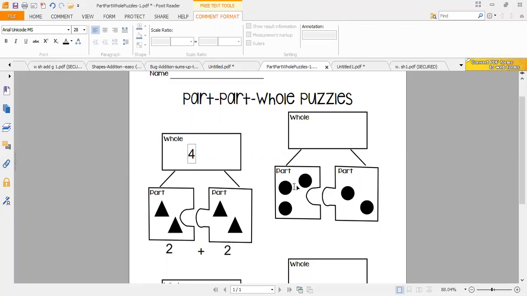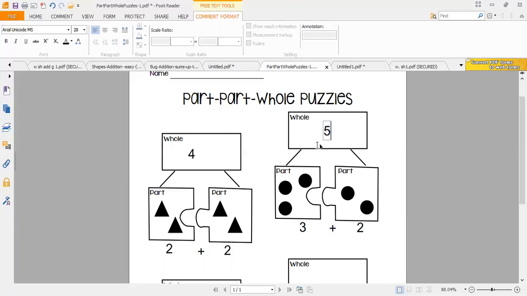Let's go to another example. Here we have part and whole. We have two parts and one whole. How many circles can you see in the first part? We have 3 circles, right? In the second part, we have 2 circles. So we will add these two parts together to get the whole. We will put a plus sign here. 3 plus 2 equal, the whole is 5.